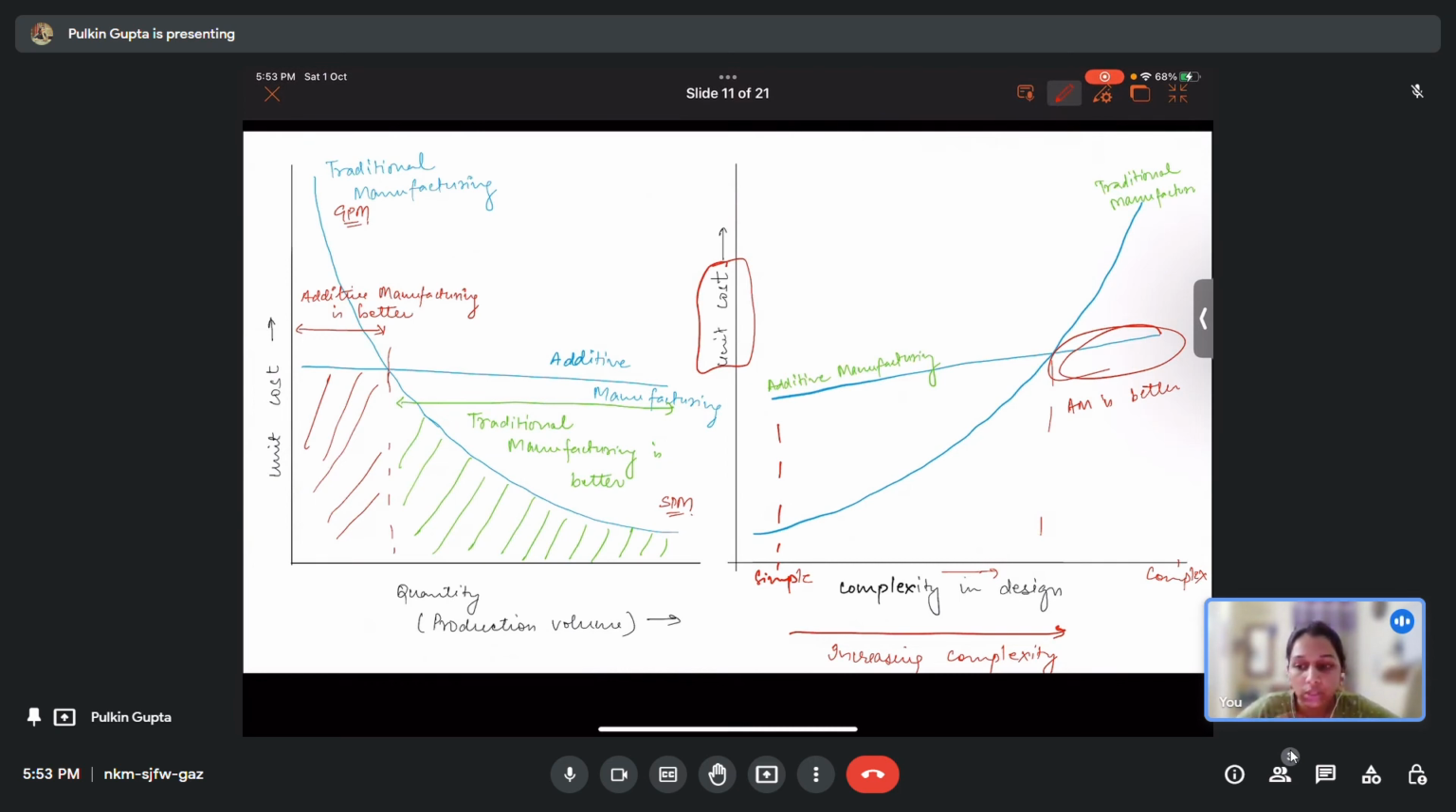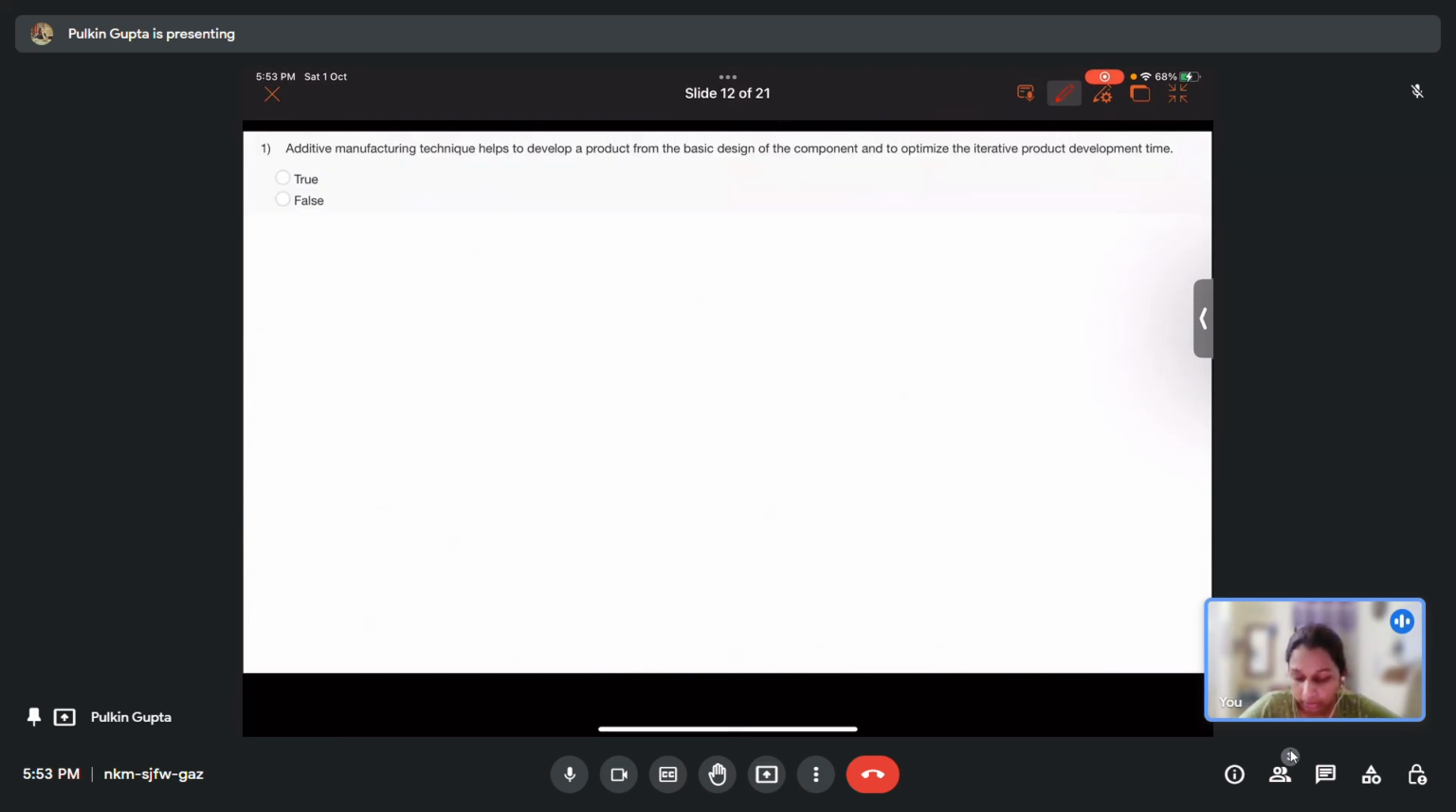But for this week, now let us focus on some of the sample problems. We'll be solving 10 sample problems. Question 1: additive manufacturing technique helps to develop a product from the basic design of the component and to optimize the iterative product development time. True or false? In additive manufacturing, we can make a product from basic design. This is true. And does it help us to optimize the iterative product development time? Yes, it does. So the answer is true.